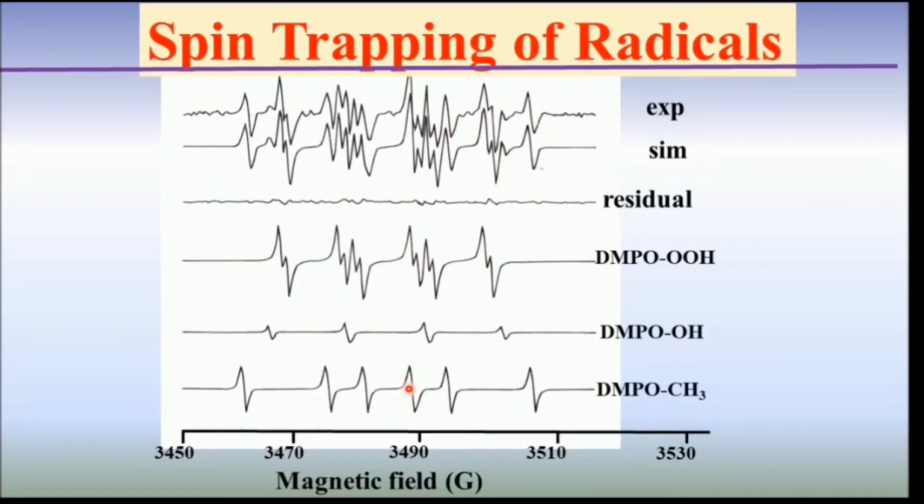Free radicals trapped by the spin trap give a characteristic EPR spectrum. For the hydroxyl radical, you will get this characteristic spectrum. From the EPR spectrum, we can determine the free radicals formed. For a mixture of free radicals formed, we can do spectral simulation.